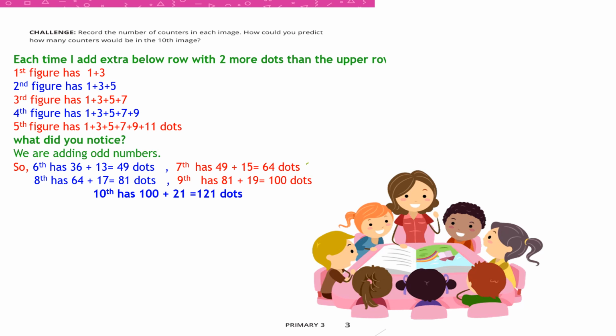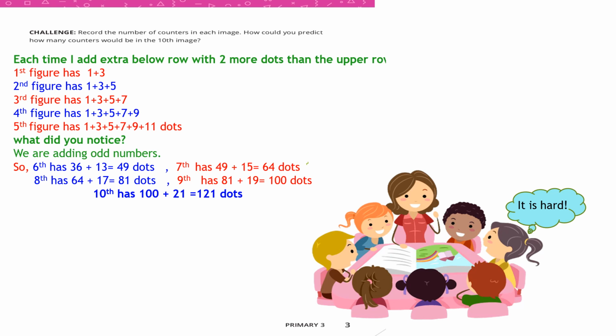So number 6 has 36 dots plus 13, which is the next odd number after 11. All of them equal 49. Then we will take 49 in 7th and add 15. And in 8th we will take 64 and add 17. In 9th we will take 81 and add 19. And the last figure, the 10th one, has 100 plus 21, which are 121 dots.